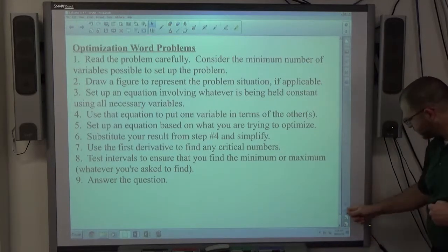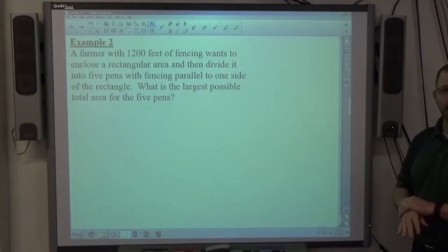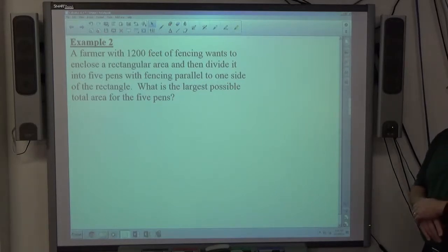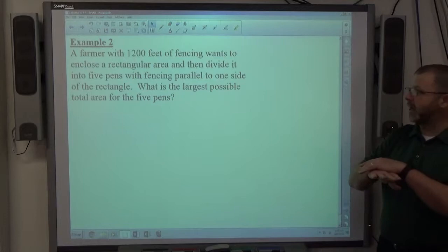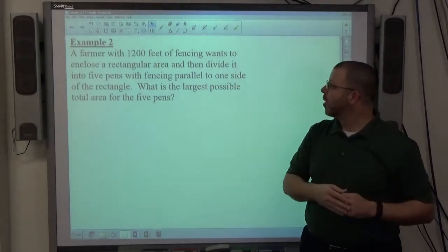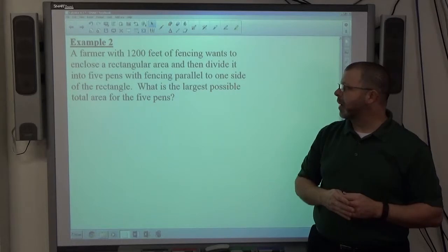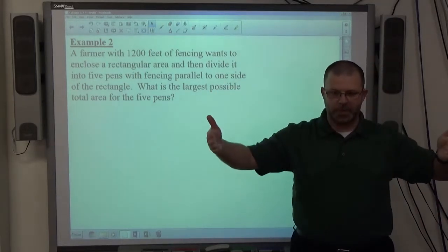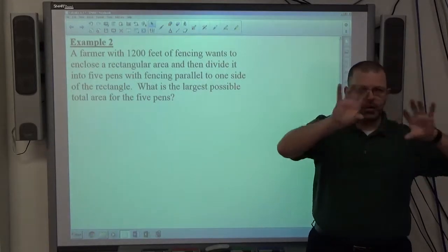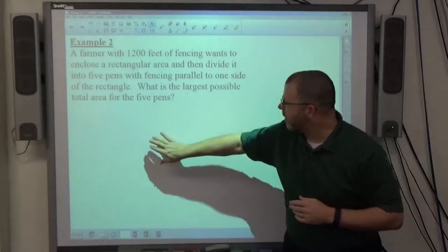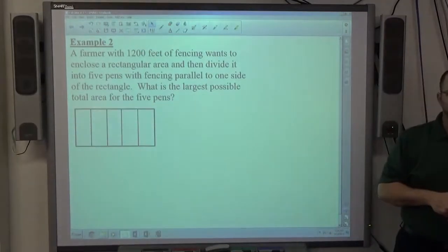So, example 2, we're going to go through this process step by step. Number 1, read the problem carefully. A farmer with 1,200 feet of fencing wants to enclose a rectangular area and then divide it into 5 pens with fencing parallel to one side of the rectangle. You might need to read that several times to understand. So we have a rectangular area, and we want 5 pens with fencing parallel to one side. So we put fences along this way to create 5 different pens. In my thoughts, that's what it's going to look like.